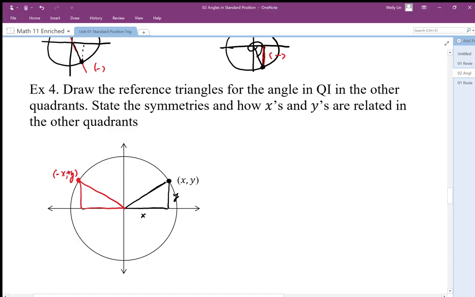In quadrant 3, that same reference triangle, same ratios, is going to show up over here. So that's going to be directly opposite of the black point. And so that point is going to go the same distance x, but in the opposite direction, same distance y, but in the opposite direction. So we get that point.